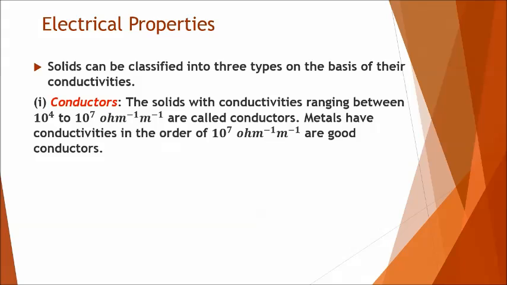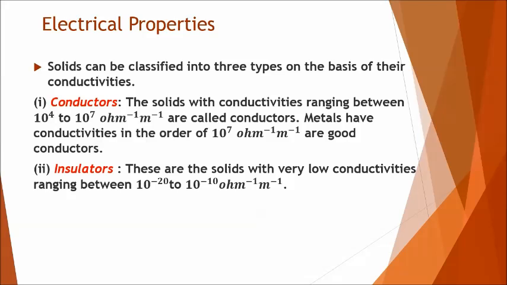If we want to define the conductor, it is the substance through which electricity passes. The solids with conductivities ranging between 10 raised to 4 to 10 raised to 7 ohm inverse meter inverse are called conductors. This range you have to remember. The metals are good conductors of electricity, and they will have conductivities in the order of 10 raised to 7 ohm inverse meter inverse.